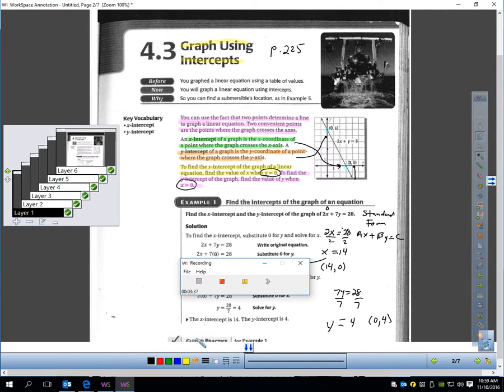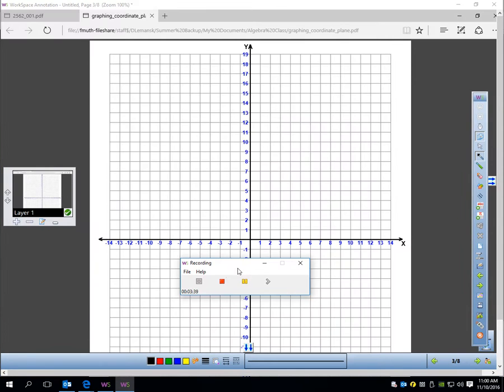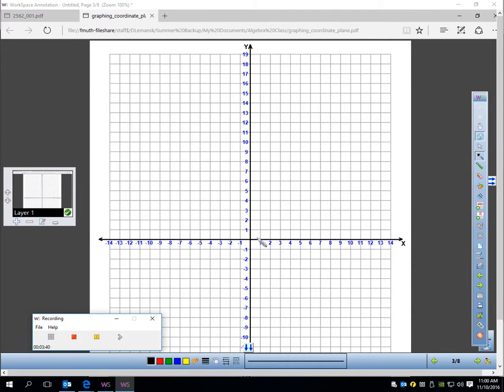So if I wanted to graph this, I could take the point 0, 4 and plot it. That was my y-intercept, and I could take the point 14, 0, which was my x-intercept, and plot that, and then I could take my ruler out and draw a line between these points. Let me do that in a couple directions here, and put arrows at the end, and there would be a graph of that particular equation.